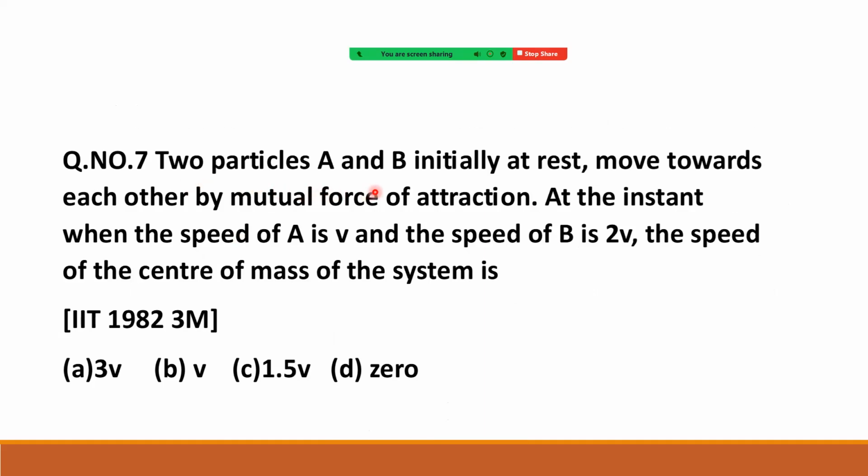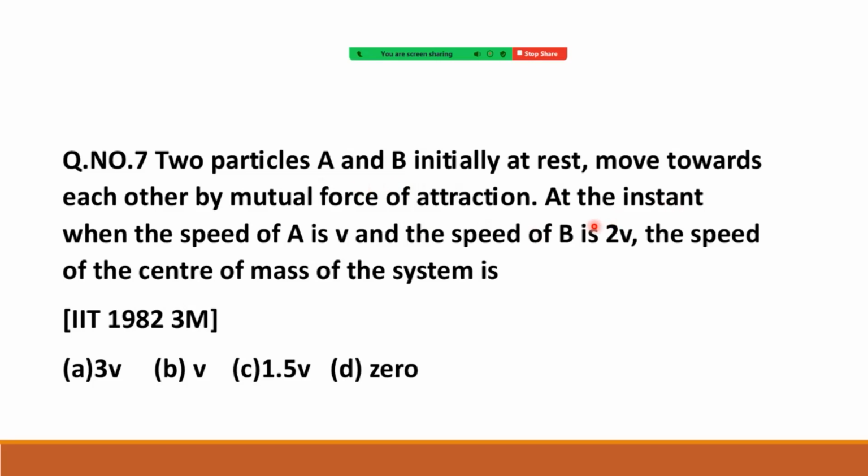Two particles A and B, initially at rest, move towards each other by mutual force of attraction. So the key point is initially at rest. And why are they moving? Due to their mutual force of attraction. Okay. That means if we consider A and B as a system, this mutual force of attraction becomes internal force.